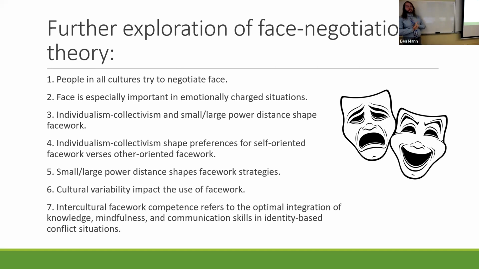We talked last class about some of the spectrums to define culture, one of them being individualism and collectivism. Again, individualistic cultures like the United States are more focused on individual achievement. Collectivist cultures like Japan or China are more focused on the well-being of the group. But there's also this idea that we brought up of power distance, right?